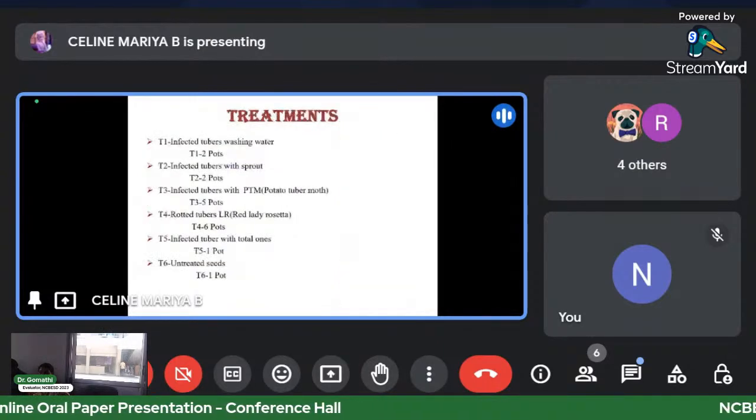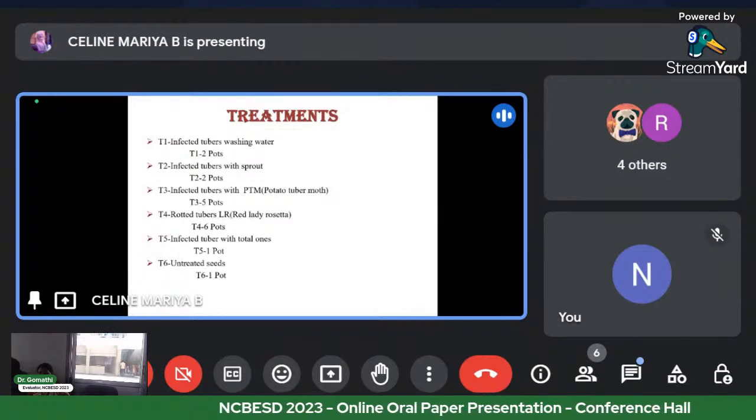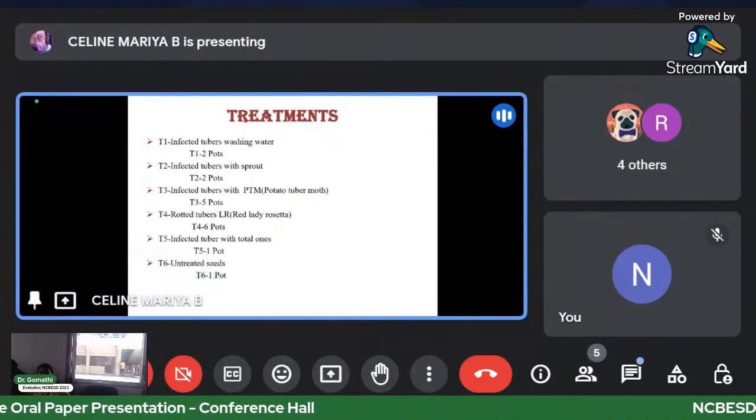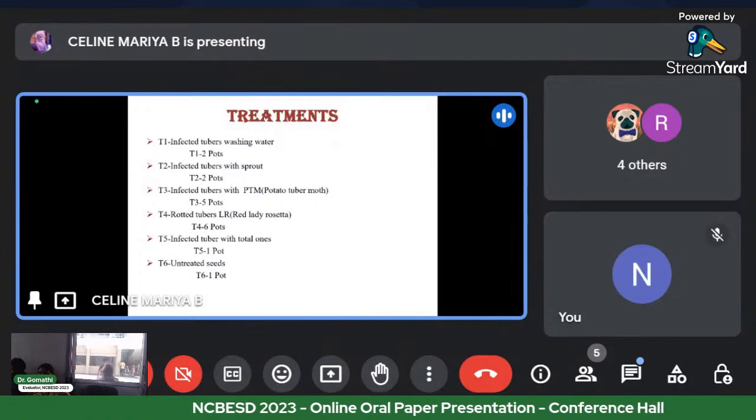And these are the treatments for the 17 pots. In T1, infected tubers with washing water added; T2, infected tubers with sprout; T3, infected tubers with PTM; T4, rotted tubers of LR; T5, infected tubers with total ones; and T6, untreated seeds. Untreated seeds means the potato is not washed with boric acid.